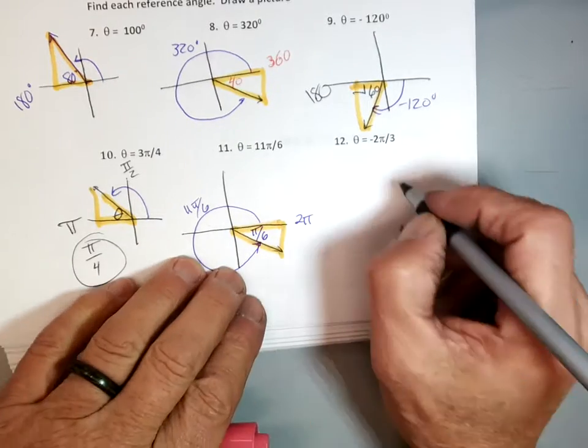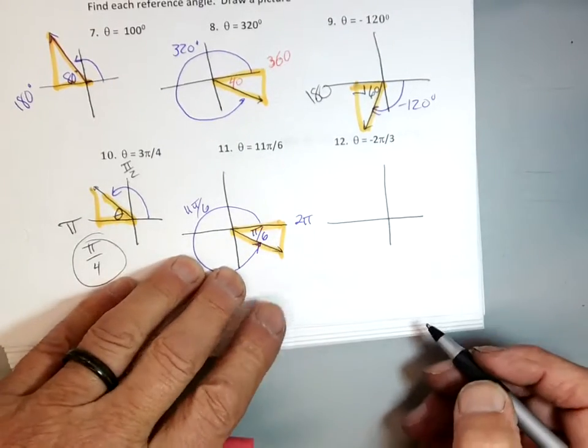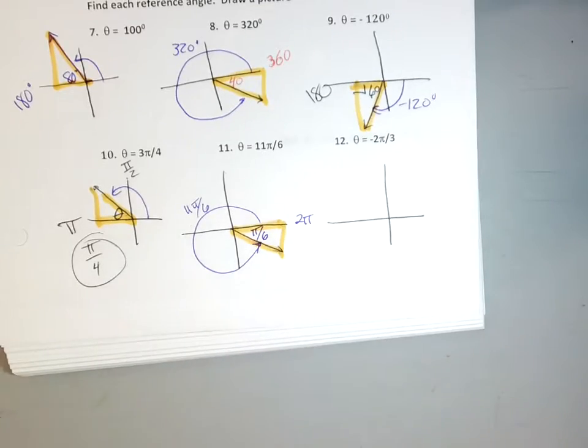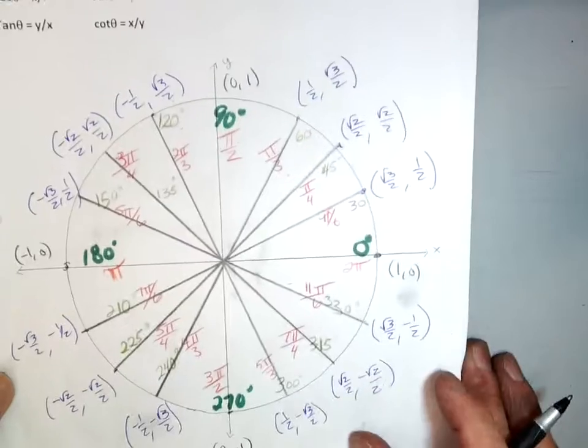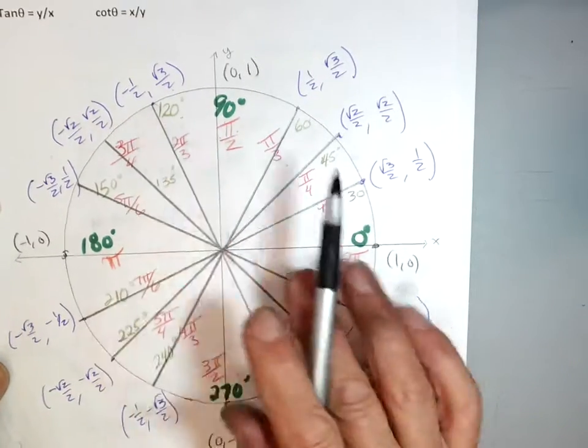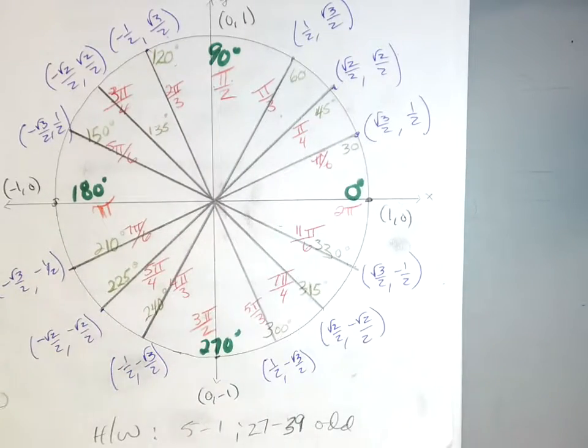So then, 12, negative 2 pi thirds. Now, negative 2 pi thirds for my circle. Okay, ready? I'll do it again. Positive 2 pi thirds is here, right? So let's get in the tractor. Let's call it the tractor, okay?